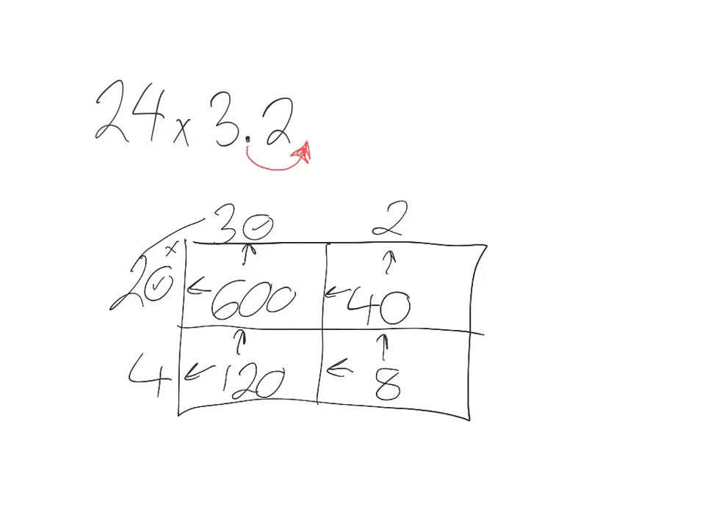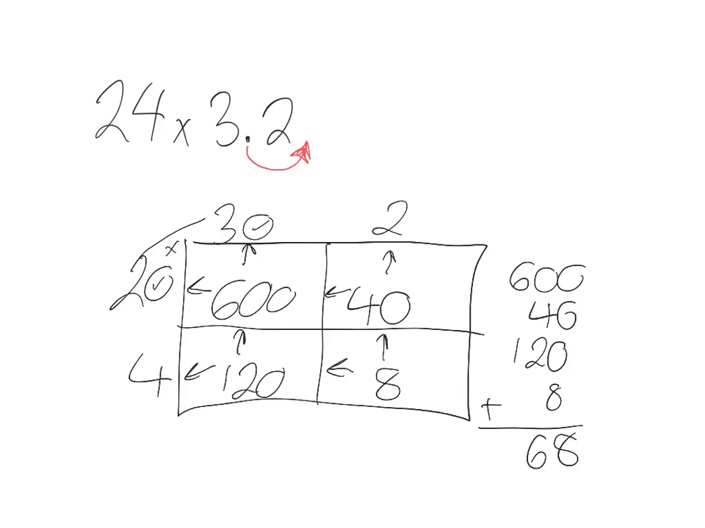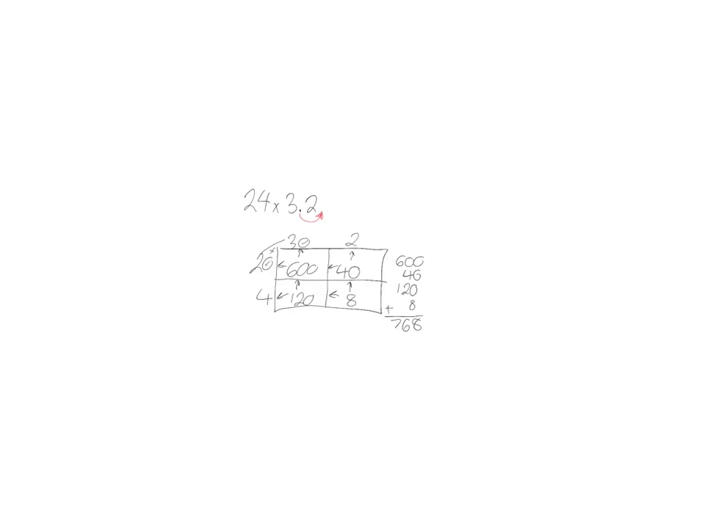To get my final value for 24 times 32, I add up all the numbers inside the boxes. 600 plus 40 plus 120 plus 8. I'm going to get 8 in the ones column. In the tens column, it's 4 plus 2, which is 6. And in the hundreds column, it's 6 plus 1, which gives me 7. I now have a value of 768. It doesn't have to be dollars.